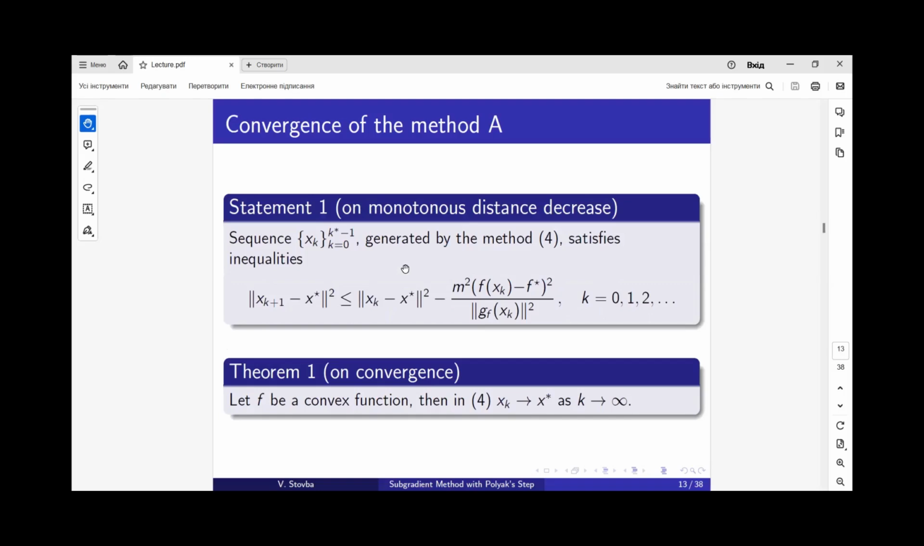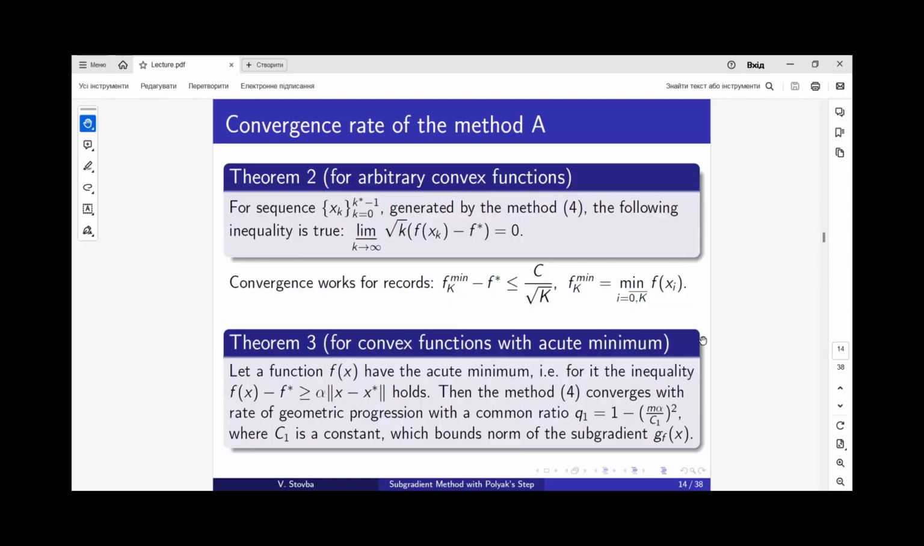Statement 1 on monotonous distance decrease says that the sequence generated by this method satisfies inequalities, which mean that the distance to the minimum point decreases as iterations go further. This is a part of the theorem on convergence, and it says that if f is a convex function, then in this method, x_k leads to x star, s_k leads to infinity. So this is the convergence theorem.